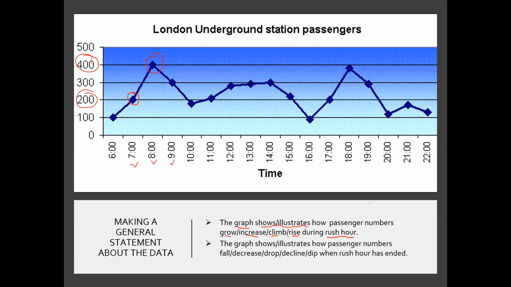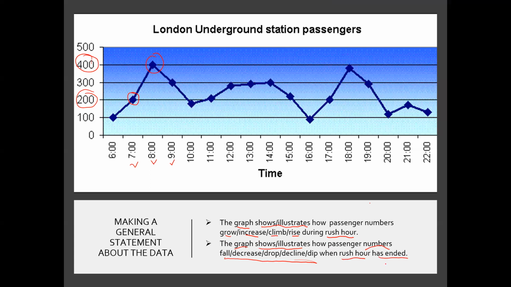You have the graph shows or illustrate how passengers number fall or decrease or drop, decline, dip when rush hour has ended. Nah, kalau di sini kita fokusnya tetapkan subjeknya adalah the graph and then shows illustrate how passengers numbers. Kita fokusnya tetap di numbers dulu. Cuma di sini adalah tren turunnya ketika rush hour has ended. Berarti rush hour-nya itu sudah selesai.